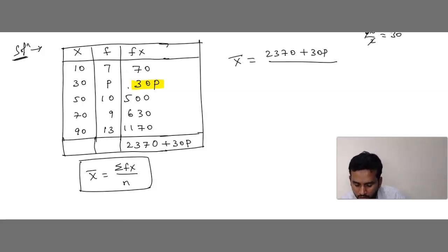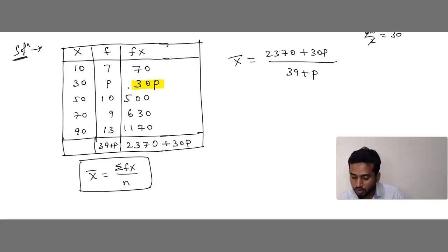Same way, here leave p and add all the numbers. 7 plus 9, that is 16. 16 plus 3, that is 19. 19 plus 20, 39 plus p. Shall we write here 39 plus p? Yes, this is n. That is sigma f.